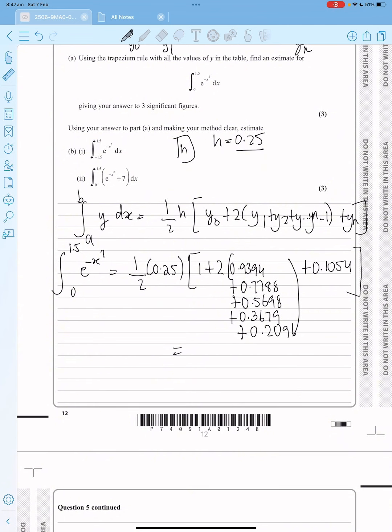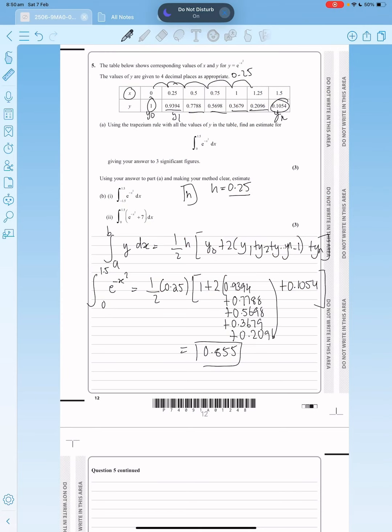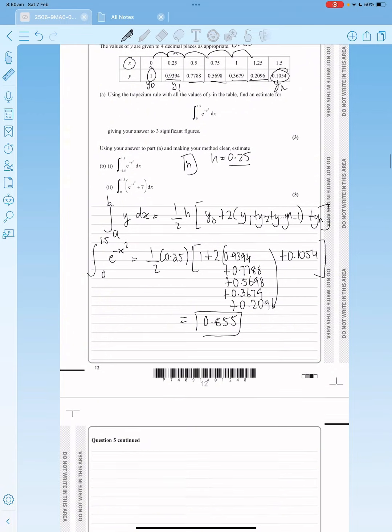it would be 0.855. That's my answer for part A. Now we can do part B with the answer we have from part A. I like these questions. These are more interesting because it's all about integral and manipulations.